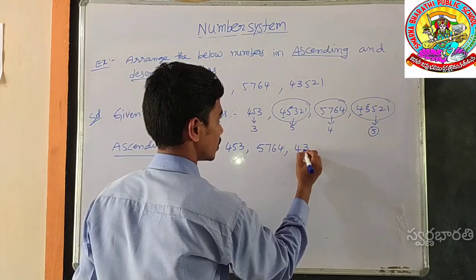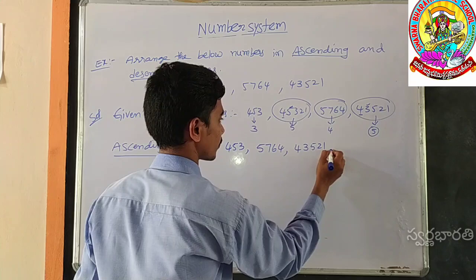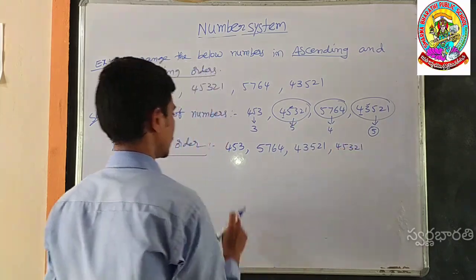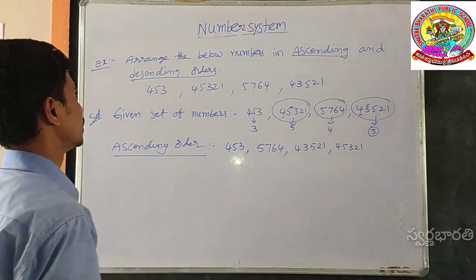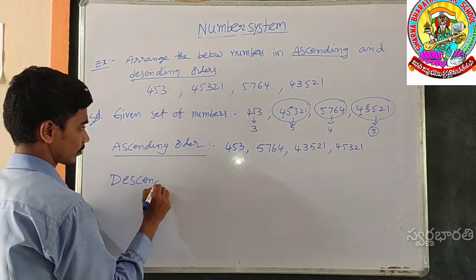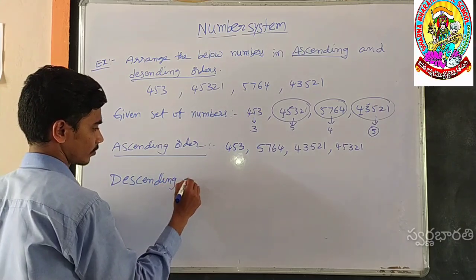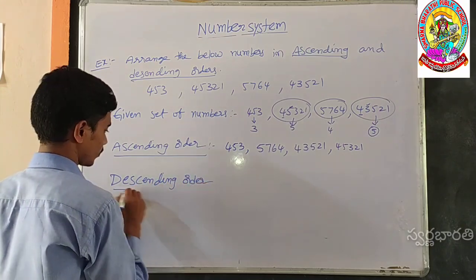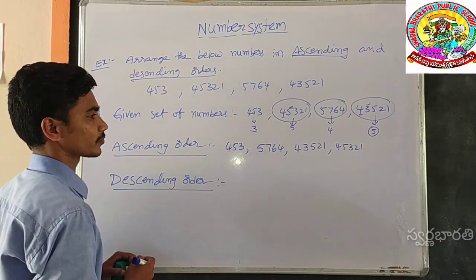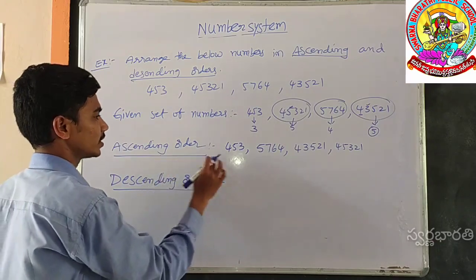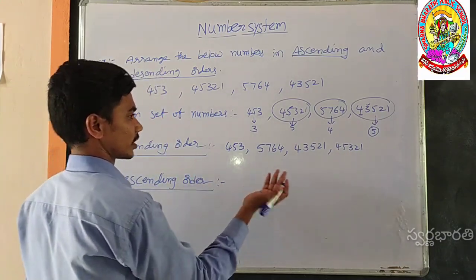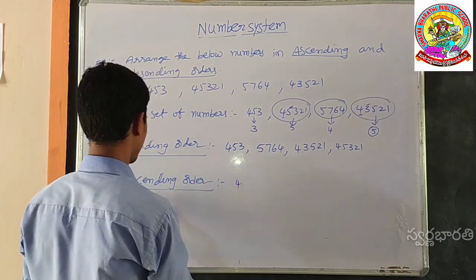So 4 3 5 2 1. Next 4 5 3 2 1. This is the ascending order of the numbers. Next, descending order. It is very easy to write, because arranging numbers from biggest to smallest is already arranged as smallest to biggest. If you write it in reverse, that gives the answer in descending order.